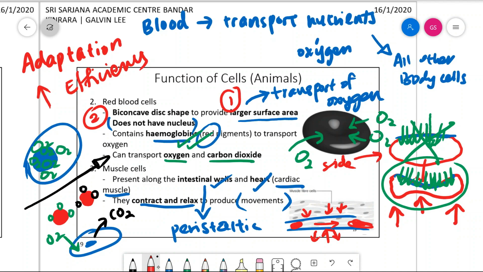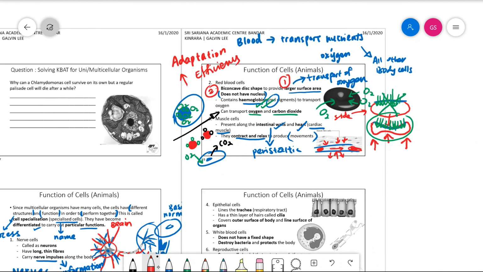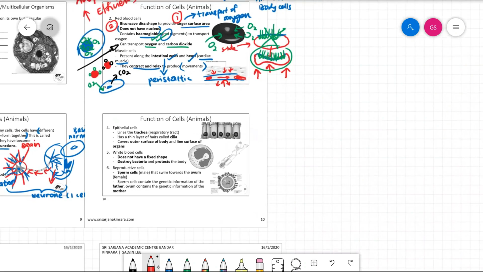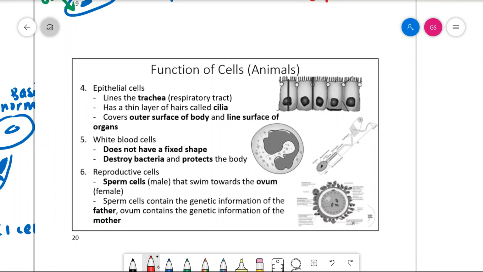Okay, good. Looks like an alien. Epithelial cell. Okay, that's the fourth type of cell. Epithelial cell. Okay, so what this epithelial cell is, I want you to observe the structure first. You will be able to see that it has a lot of these kind of hairs on top. Hairs. Okay, these hairs, we have a name for it. We call it cilia. C-I-L-I-A, cilia. Why do we need these hairs?